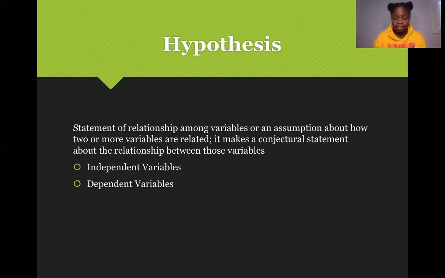So again, the hypothesis. A hypothesis is a statement of relationships among variables, or an assumption about how two or more variables are related. It makes a conjectural statement about the relationship between those variables. So the independent variable is the causing variable, the variable that causes a change in the dependent variable, which is the variable that is taking on the effect, okay? So go back to the examples on page 33, go through them, and then think of your own.